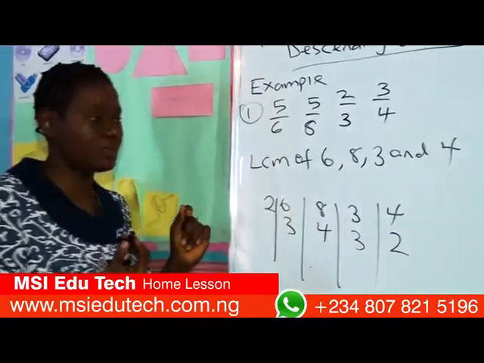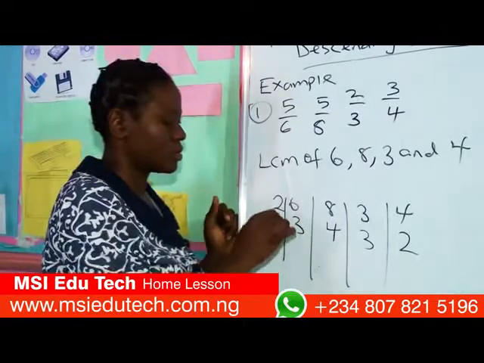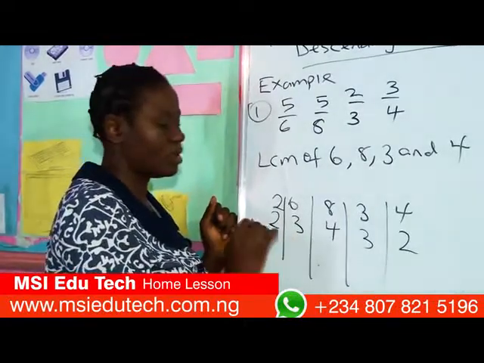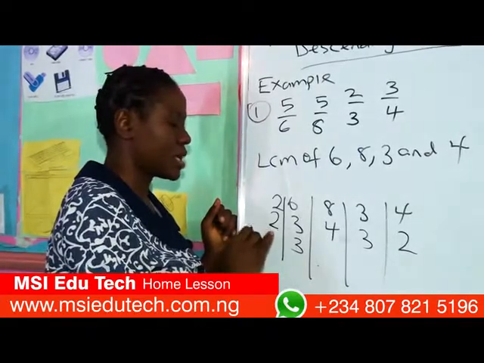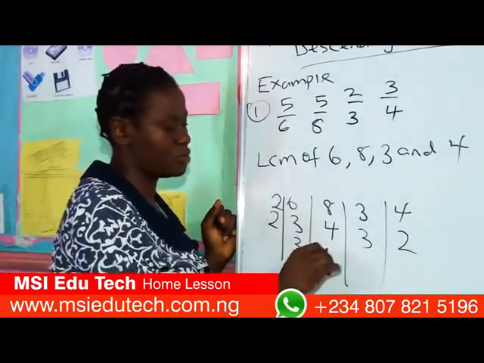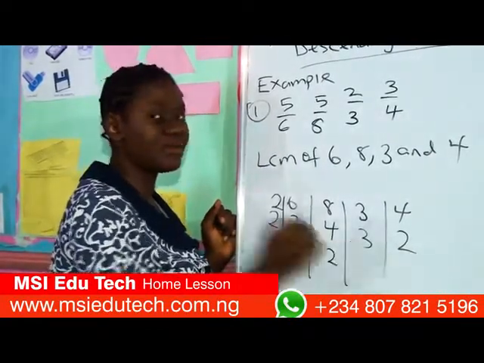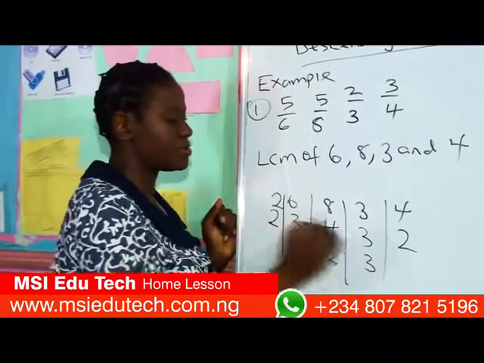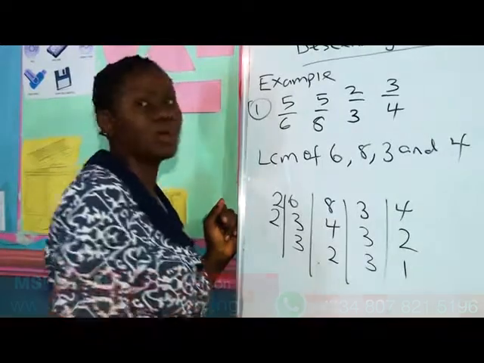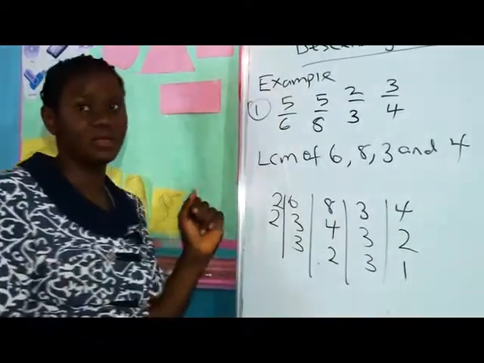What number could I use to divide again? 2. How many 2 can I find in 3 without a remainder? None, so I'll write my 3 back. How many 2 can I find in 4? 2. How many 2 can I find in 2? 1. What number can I use to divide again?